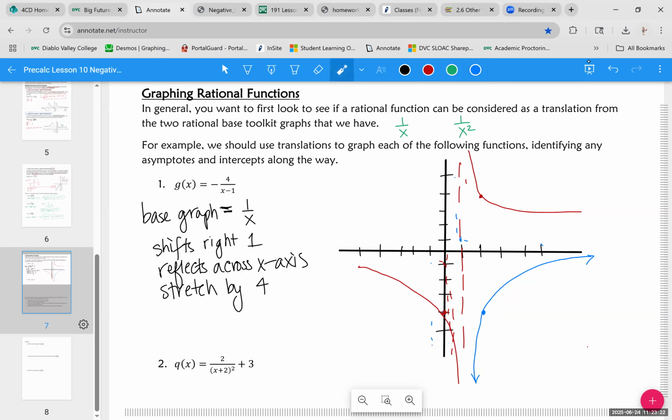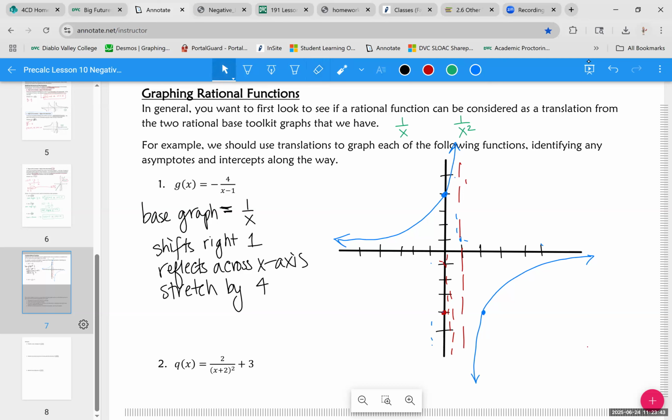And then I'm going to take what was at 0, -4 and put it up here at 0, 4. And again, same horizontal asymptote. That didn't change because I didn't move it up or down. So now I have my stretched and reflected and translated graph.